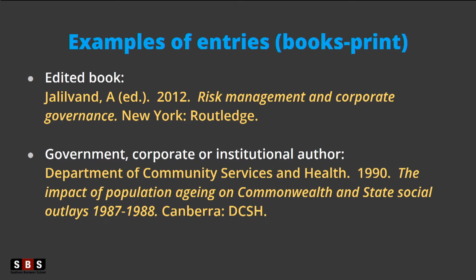For instance, a government white paper. What would you then list under author? That specific institution's name. For instance, in our example, Department of Community Services and Health, once again, you follow the same procedure. 1990, the title of that document, and any other related information.